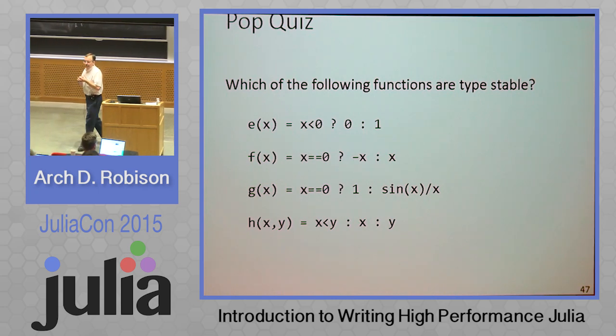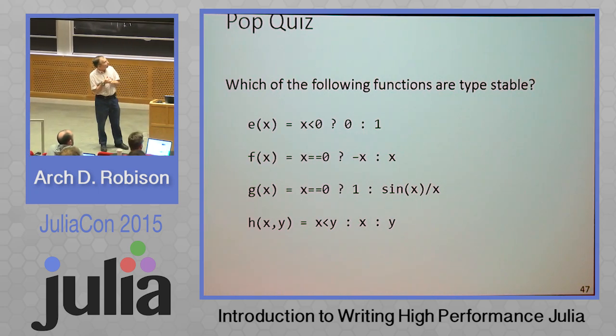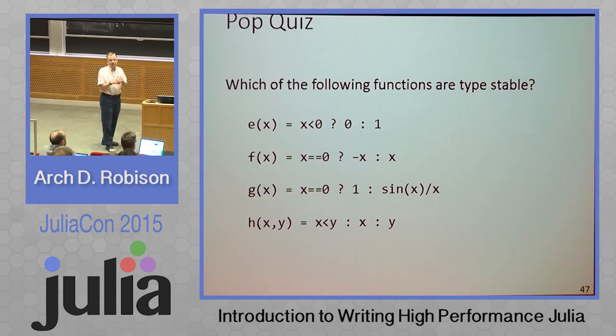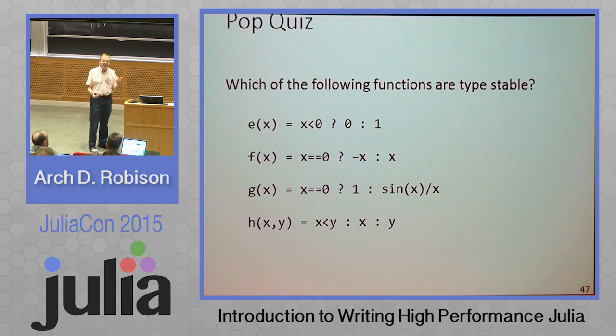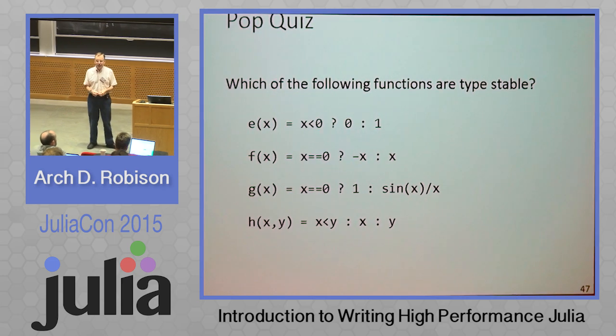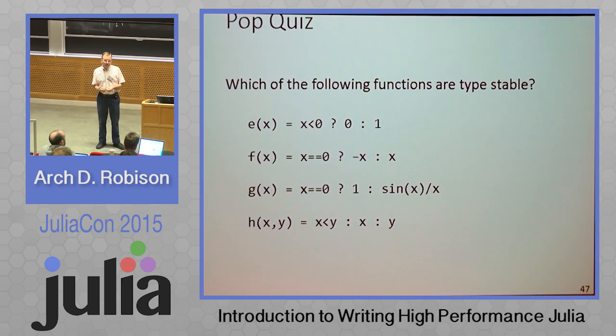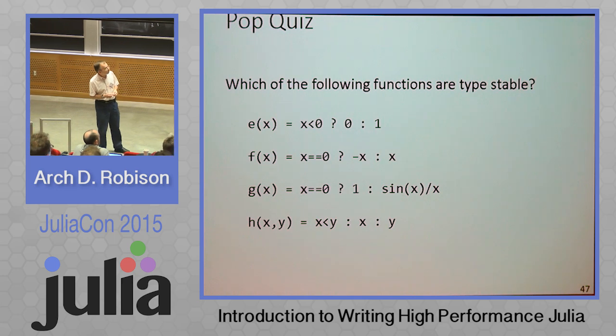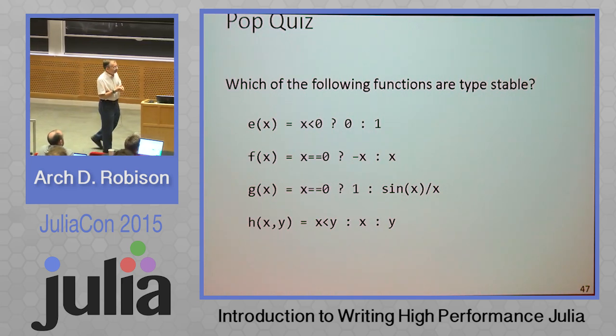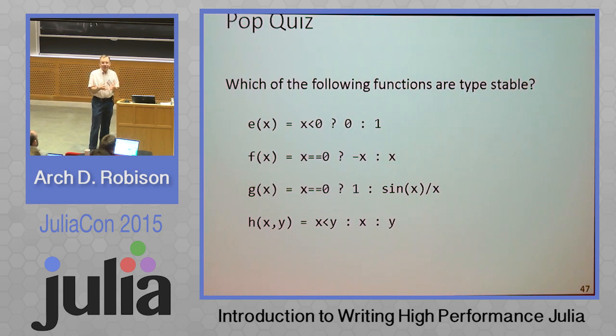So just to see if people are paying attention, here's a pop quiz. Which of the following functions are type stable? That is, the type of the return value can be predicted independent of the argument's value. Something's type stable if knowing the type of the argument is sufficient to know the type of the result. So I guess, since we have a large group here, show of hands, the first function. How many people think it's type stable?